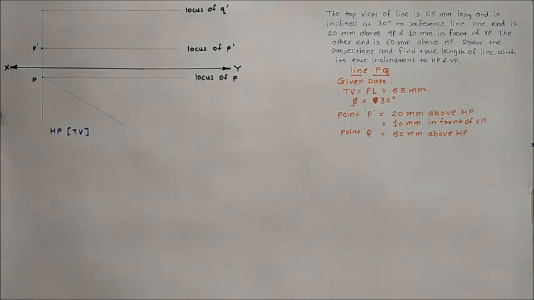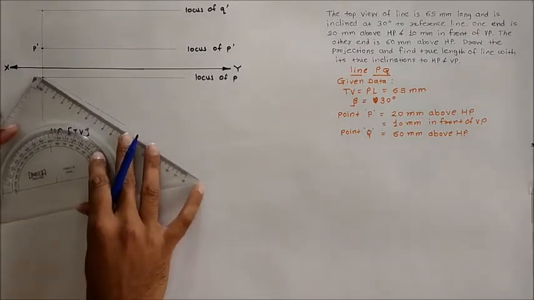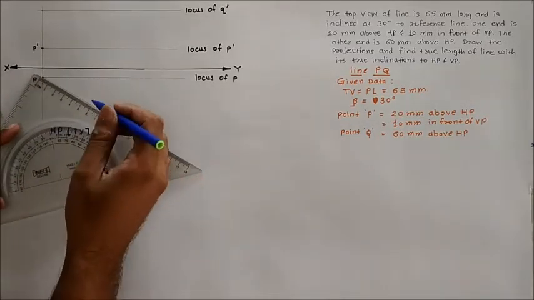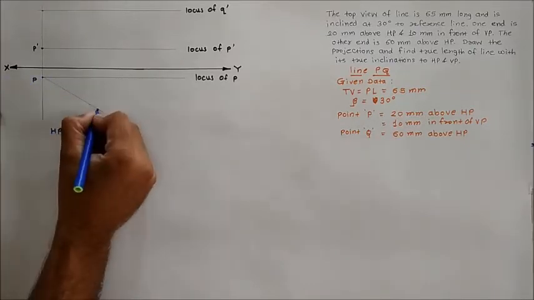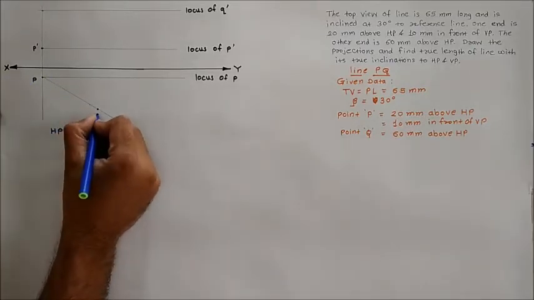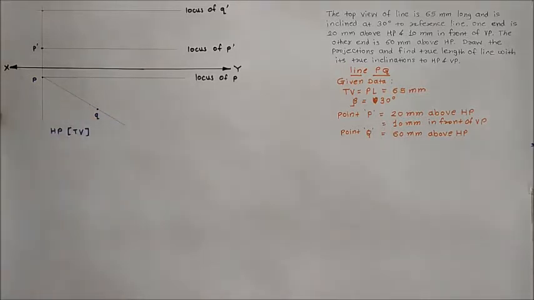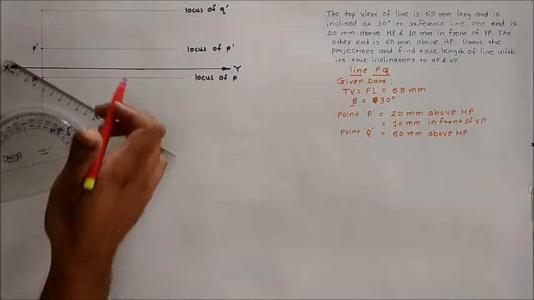So plan length is 65 mm from point P at 65 mm. You have to mark a point. This point is point Q because this is the end point of your top view. So give nomenclature as a point Q. Join this P to Q.